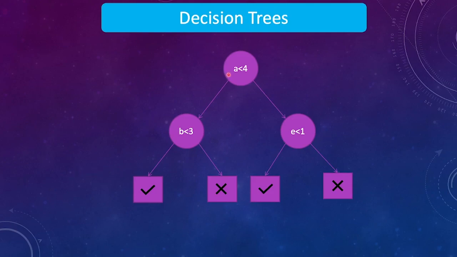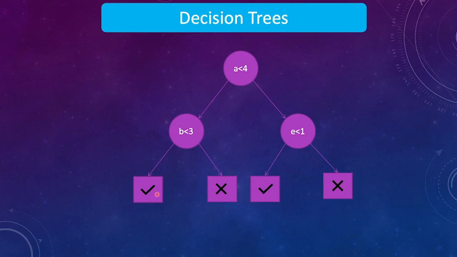The internal nodes will have some sort of a question on the features. Our data set has a bunch of features, let's say A, B, C, D, E, F, G. These internal nodes have some sort of questions on them, like, say, if A is less than 4, then go to the left branch, otherwise go to the right branch. And on the left branch, we have another question, which is if B is less than 3, then go to this left leaf node, otherwise go to this right leaf node. And the leaf nodes will essentially have the targets, right? Here we have just two targets, which are right and wrong.